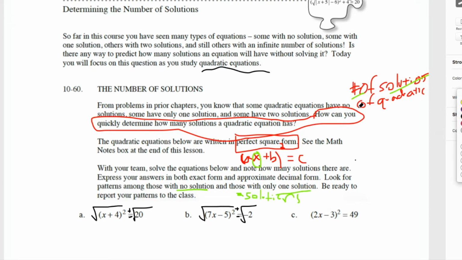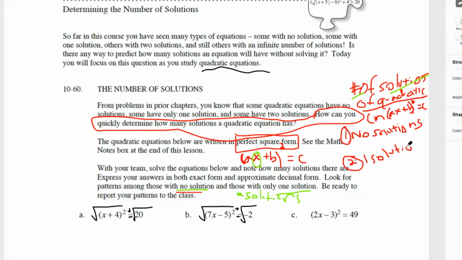Maybe we'll get some notes going up here so you can put this in as number of solutions of a quadratic in perfect square form, which is (ax + b) squared equal to c. And we're going to have three situations, it looks like. One where you get no solutions. It's sort of guiding us down here. So we have no solution here. I put this in your notes, and we'll fill in the details as we work. Situations where we get no solutions, situations where we get one solution, and situations where we get two solutions.